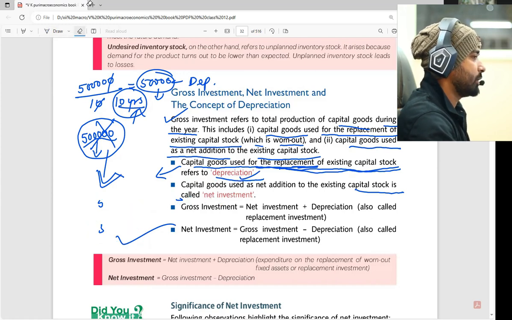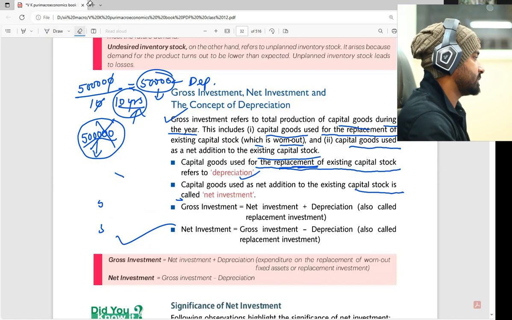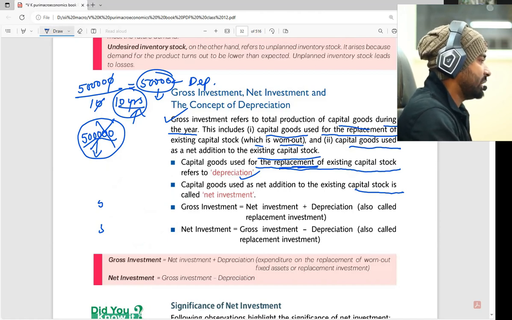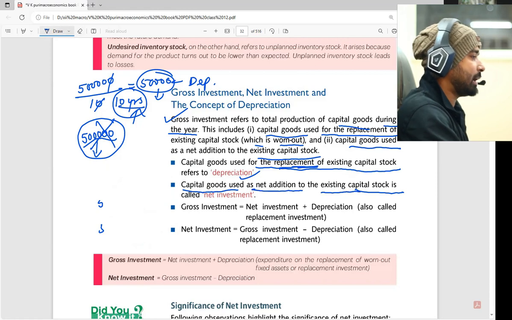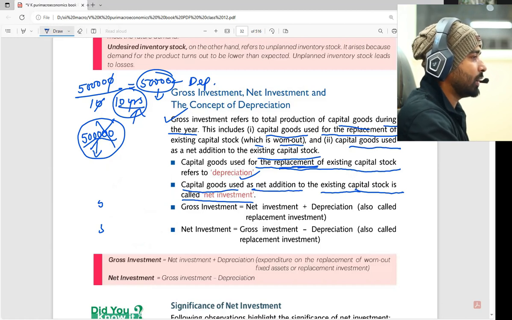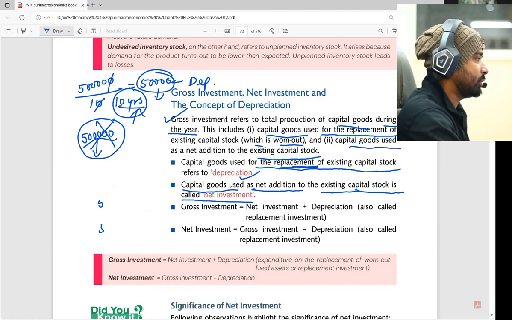Okay. Next one is net investment. So what is net investment? Capital goods used as a net addition to the existing capital stock, that is net investment. Indirectly, what I told you, gross investment is the existing one, that is the replacement one, as well as the new one that is purchased, combinedly known as gross investment.